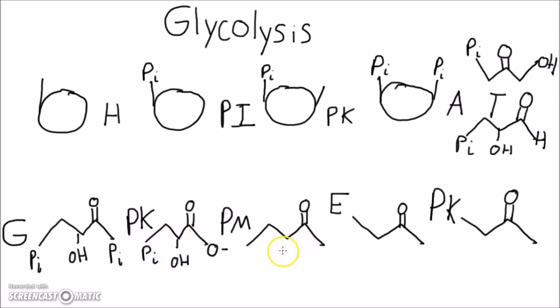PK removes one of the phosphate groups, and PM, if you can remember, mutates it. So the phosphate group on the left is now in the middle. Then you have enolase, which is the enol group, and the phosphate's still there. And then you have PK, which removes that last phosphate group. Okay, now for good measure, let's try it all once more.